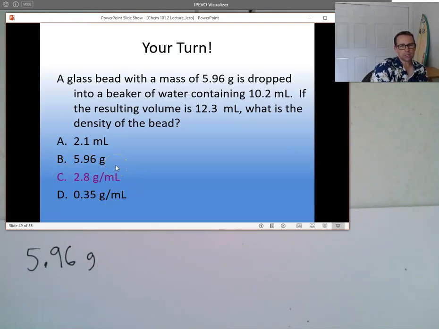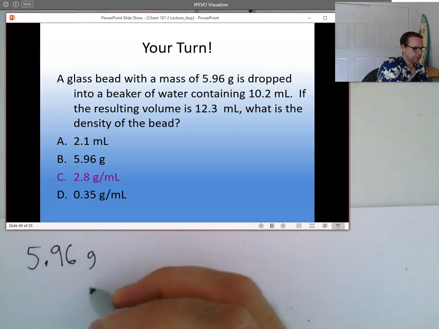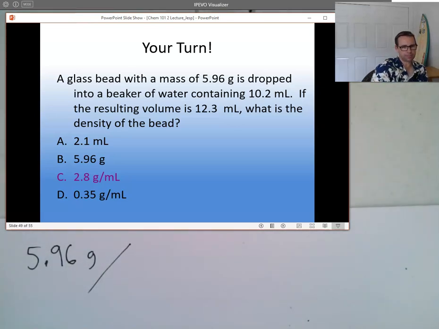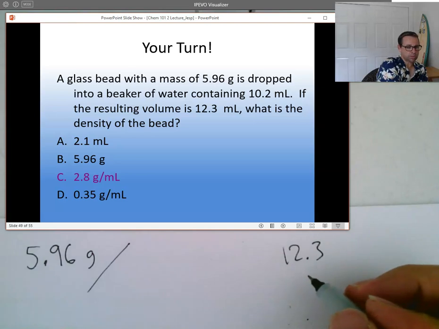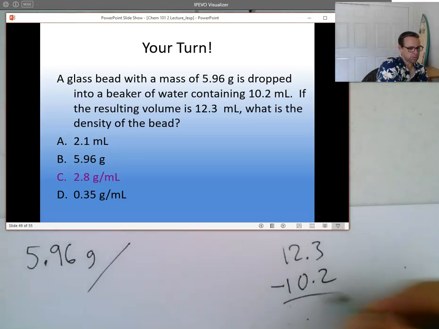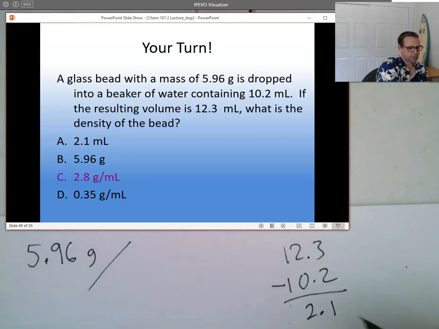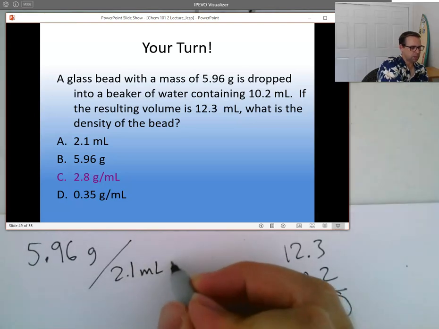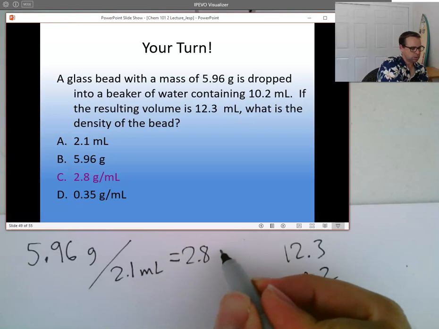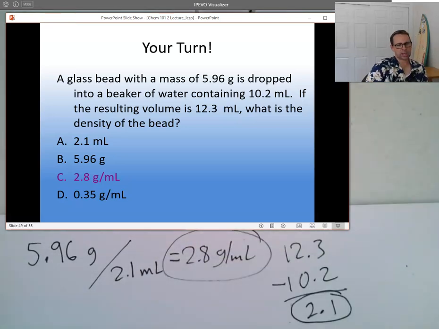2.8 grams per milliliter. Now let's look at significant digits for a second, okay? Look, this answer only had 2 significant digits. It might be wrong, but let's double check. So 5.96 grams divided by, what volume did you divide by? 2.1. So we had 12.3 minus 10.2, and that was 2.1, you said? Yeah. How many significant digits are in that answer? 2. So because you're taking 3 divided by 2, the answer is going to have how many significant digits? 2. Very good. Okay. Excellent work.